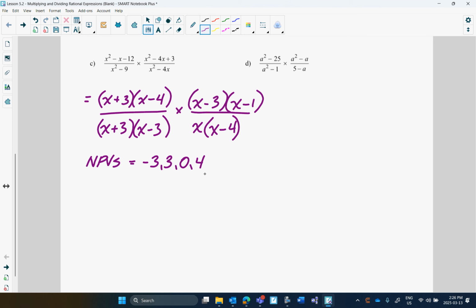Any identical numerator with any identical denominator. So the x plus 3's right there can go. What else could go? X minus 3 there, x minus 3 up top. X minus 4 there, x minus 4 there. So what am I left with? Perfect.